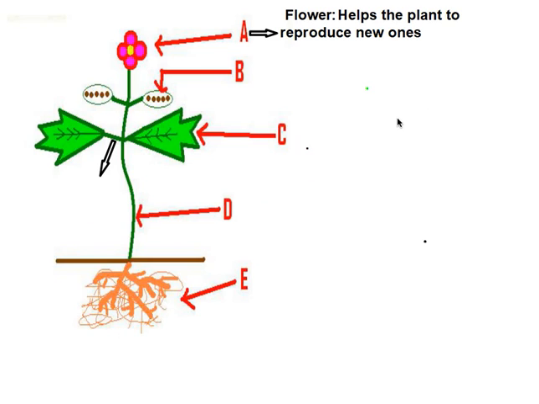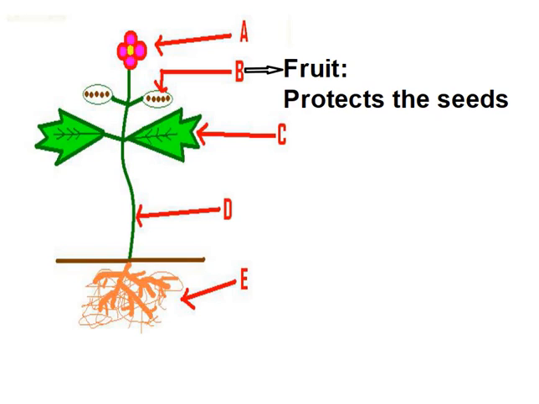Now we are going to talk about the uses of each part, starting with the first part, that is the flowers of the plant. The flowers help the plant to reproduce new plants. Now, what does the fruit do? The fruit of the plant protects the seed of the plant. I hope we all like fruits.